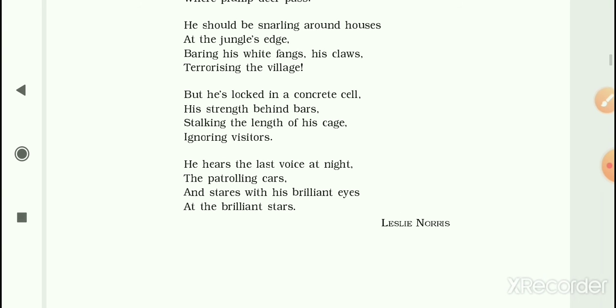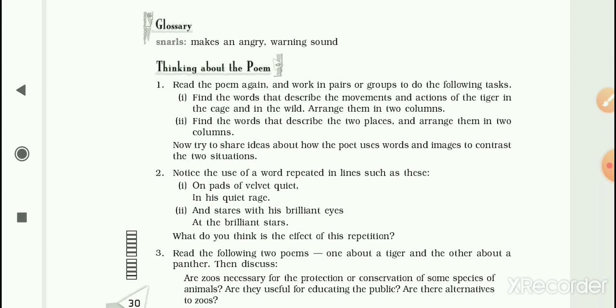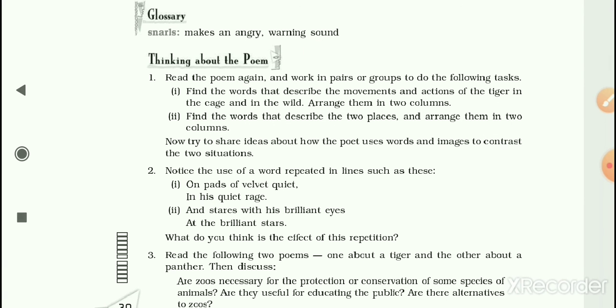Let's discuss the question answers a bit. You will have to do it in group. Find the words that describe the movement and actions of the tiger in the cage and in the wild. Arrange them in two columns. You'll be able to do it yourself. I'm just going to give you a hint.